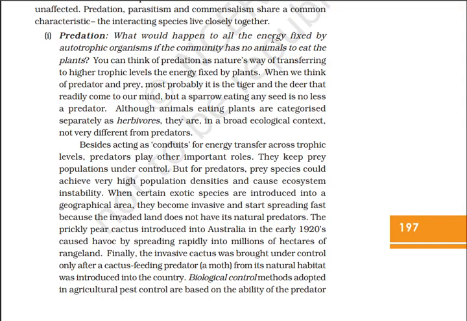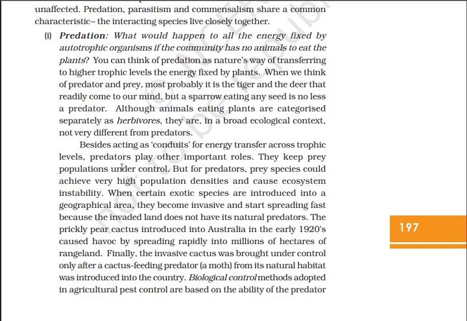Predation. What would happen to all the energy fixed by autotrophic organisms if the community has no animals to eat plants? You can think of predation as nature's way of transferring to higher trophic levels the energy fixed by plants. When we think of predator and prey, most probably it is the tiger and the deer that has readily come to our mind. But a sparrow eating any seed is no less a predator. Although animals eating plants are categorized separately as herbivores, they are, in a broad ecological context, not very different from predators. Besides acting as conduits for energy transfer across trophic levels, predators play other important roles.